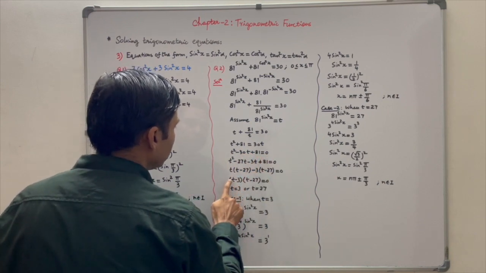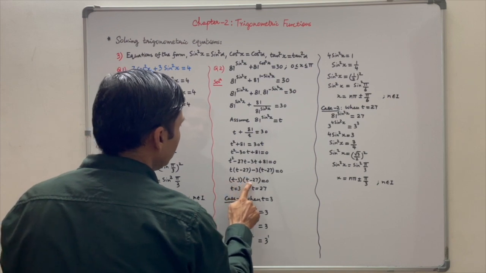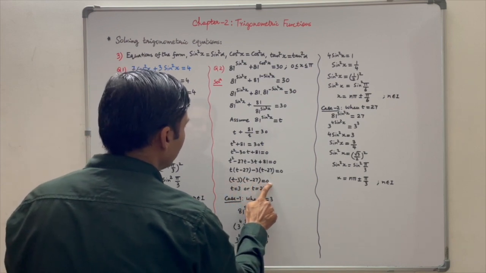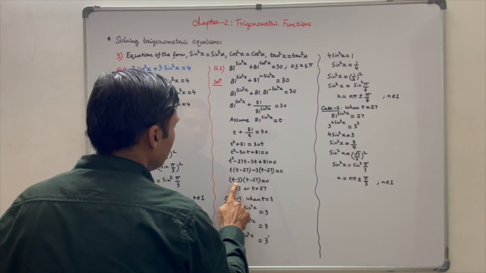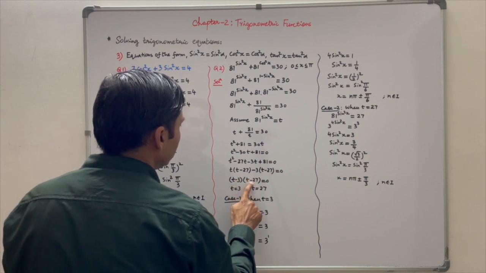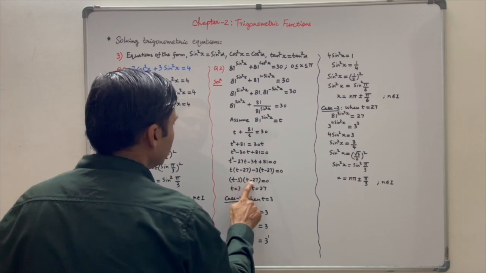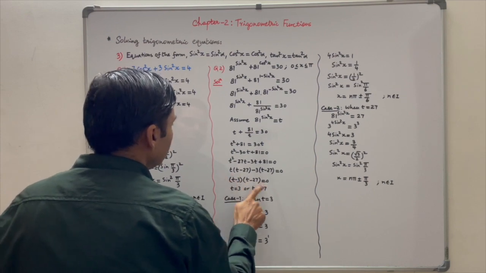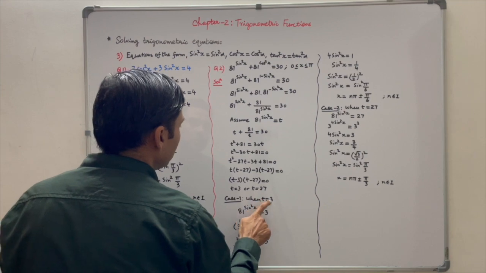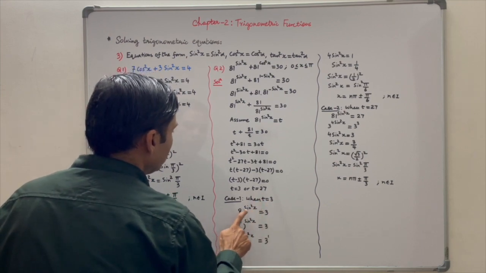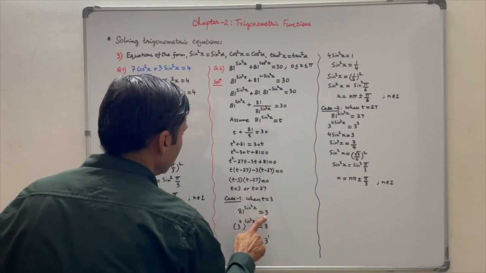This can be factorized as (t - 3)(t - 27) = 0. So either t - 3 = 0 or t - 27 = 0. So we will consider two cases accordingly. When t - 3 = 0, that means t = 3. So 81^(sin² x) = 3.